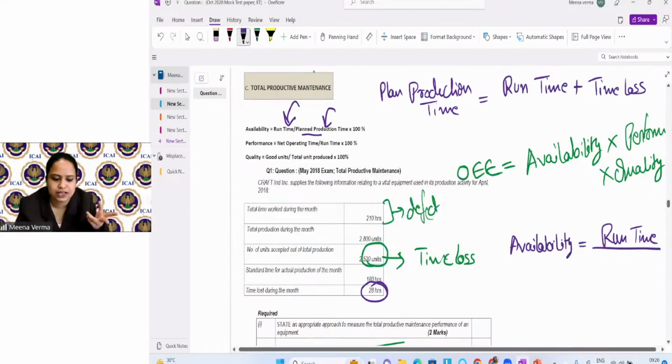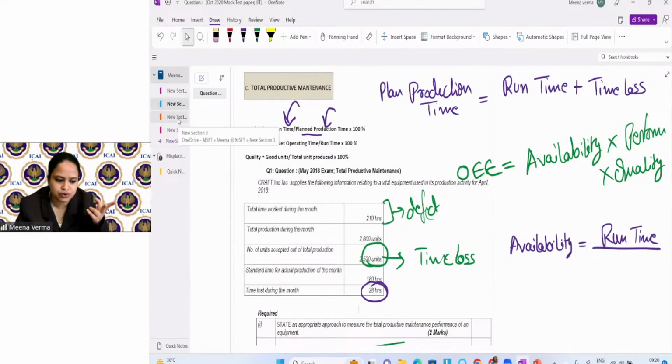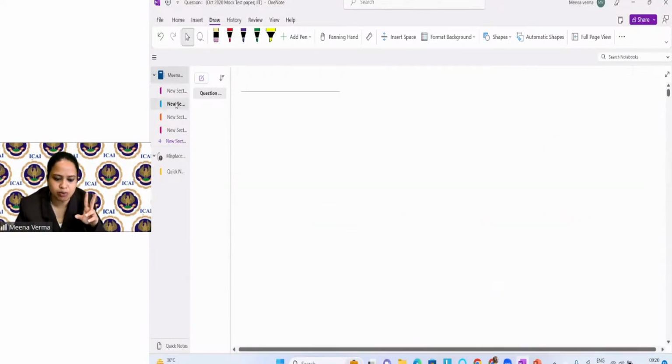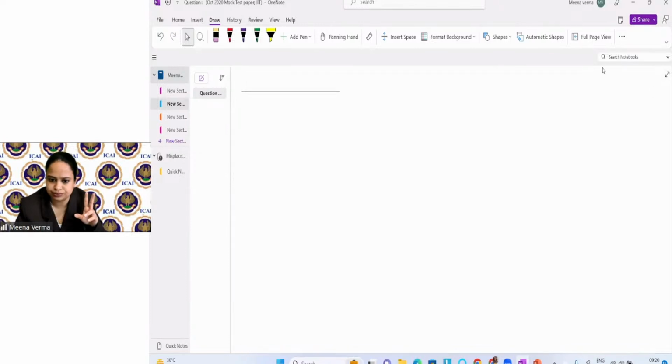Runtime is also known as what? We have learned it here. What is the other name of runtime? Operation time, right? So you will see the operation time here. Give me 1 minute. So you will see here the operation time, that is, how much time it is taking to operate this, right?